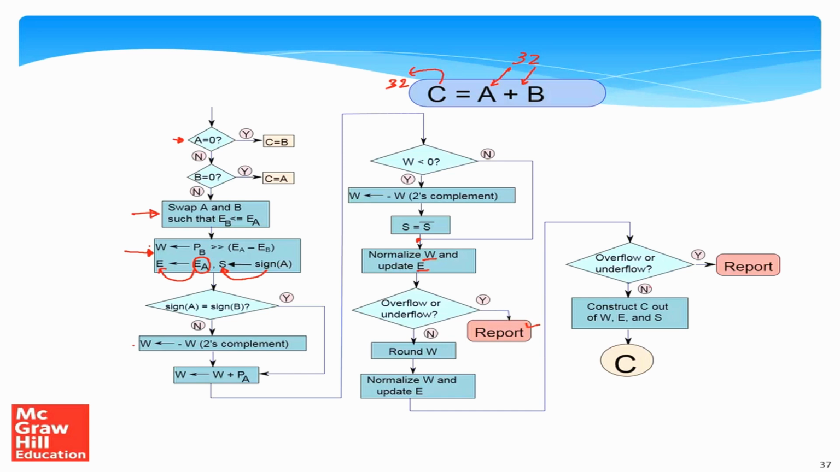If we have reached this step, everything is in order. So we need to construct the result C out of W, which is the final significand. We can construct the mantissa out of it, the exponent field, and the sign bit, and then we report the result as C. I would advise all the students to take a look at this flowchart in great detail. The flowchart is otherwise very simple as long as all the individual steps are understood, but it is very, very important to understand each and every individual step.